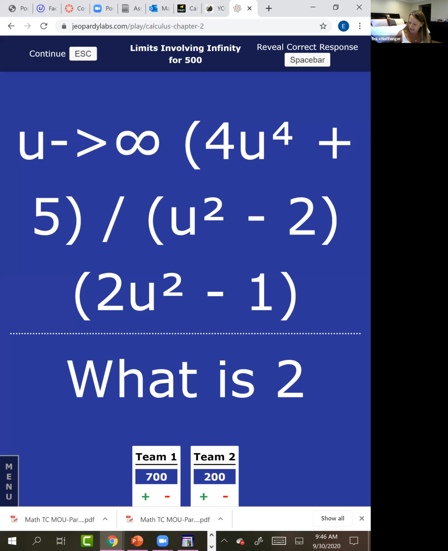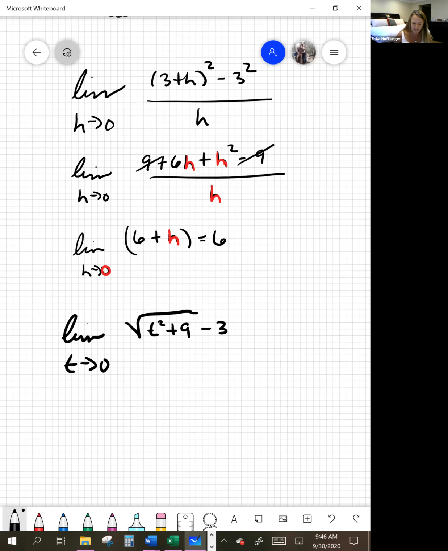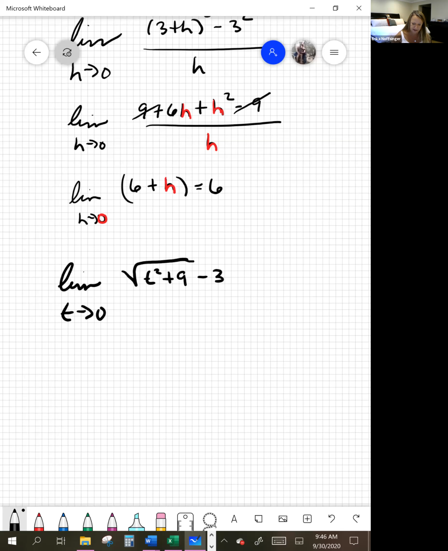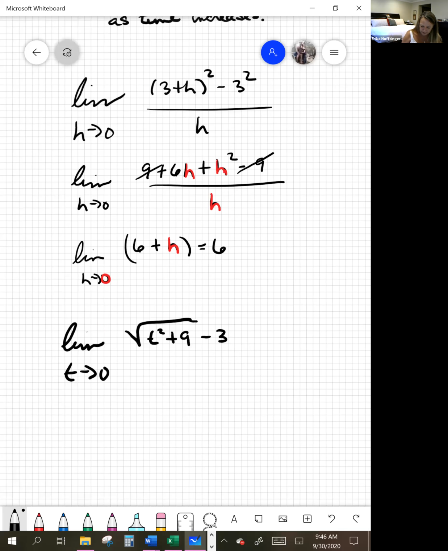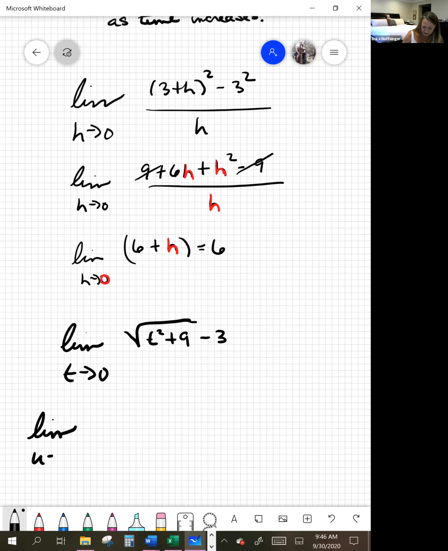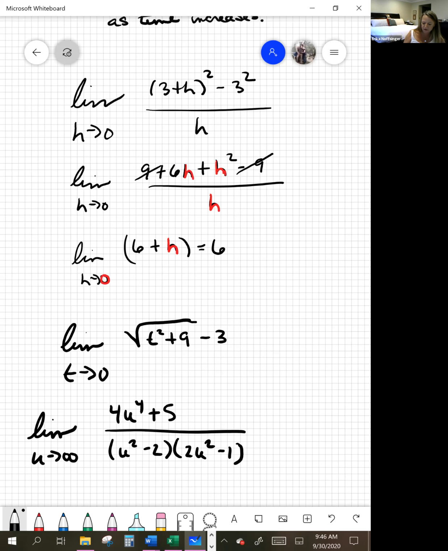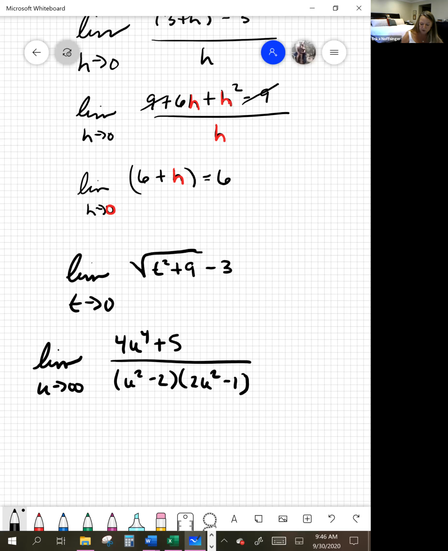And we're looking at the limit as u goes to infinity. And here was another one that we looked at if you wanted to pull that out. But the limit as u goes to infinity of 4u to the 4th plus 5 all over u squared minus 2 all times the quantity in the denominator 2u squared minus 1. So notice if we plug in infinity wherever we see a u, you get something in the form of infinity over infinity. And so that doesn't tell us anything. It's the indeterminate form. We got to go in and we got to manipulate it.